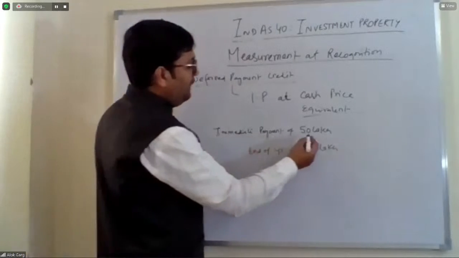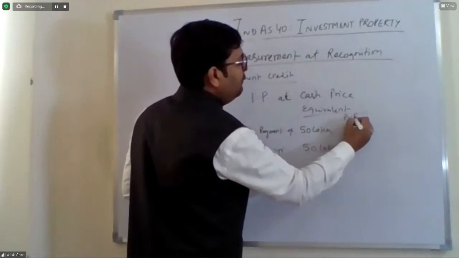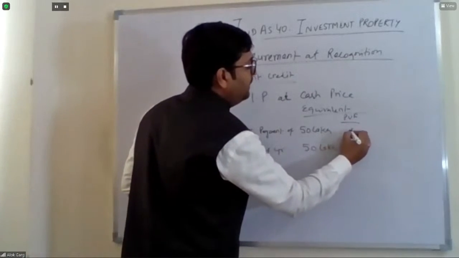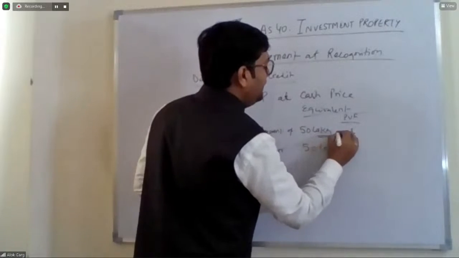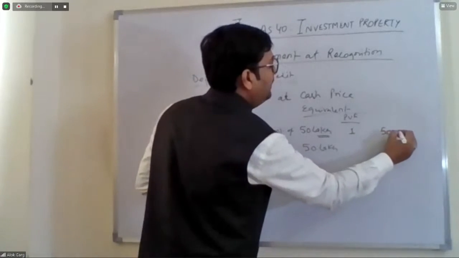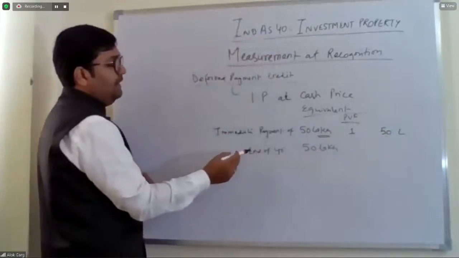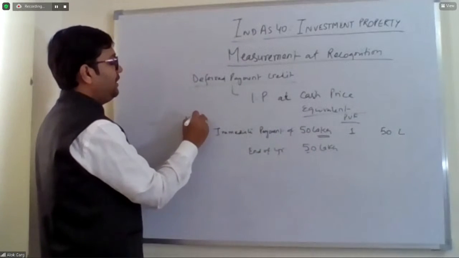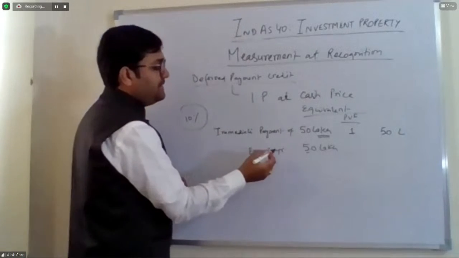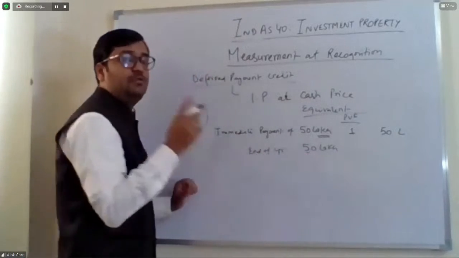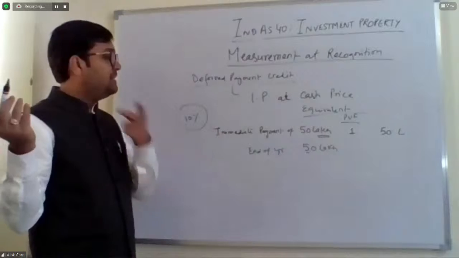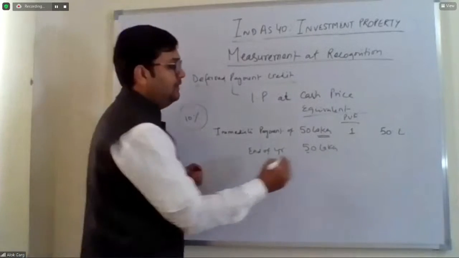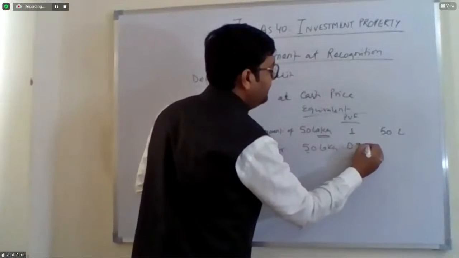So what is the present value factor of this immediate payment of 50 lakh? The present value factor is 1. So the immediate payment present value is 50 lakh only. What is the present value factor of this 50 lakh at 10%? I'm assuming a discount rate of 10%. What is the present value of a payment which is going to be paid after 1 year, as of now? It is 1 divided by 1.1, which is 0.909.